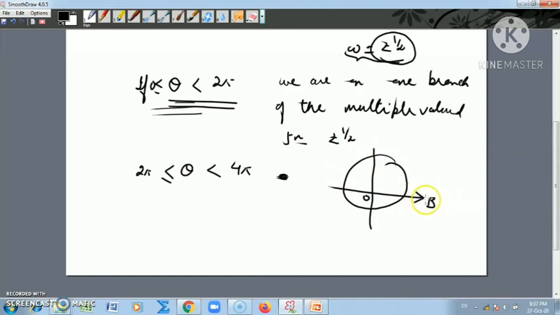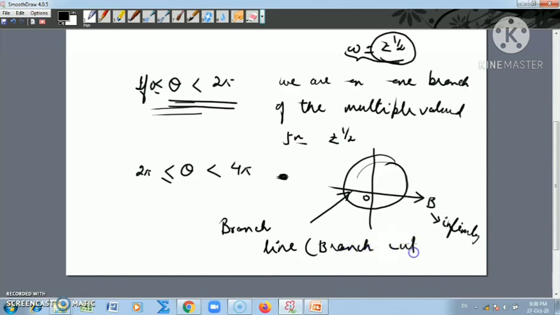So we can say that if we consider B to be at infinity, you see that this is one branch and this is another branch. We can say it this way, and this is called the branch line or the branch. This line is called the branch line, or branch cut also. This O is called the branch point.